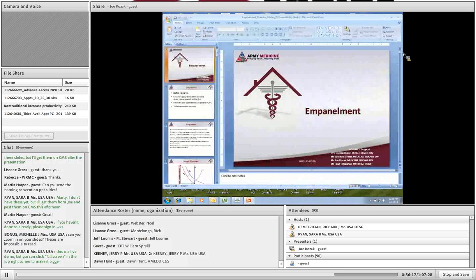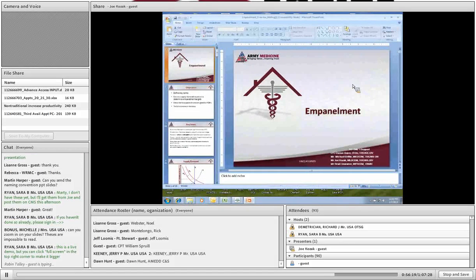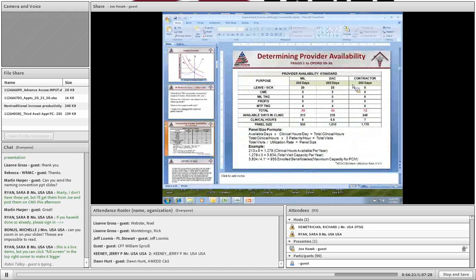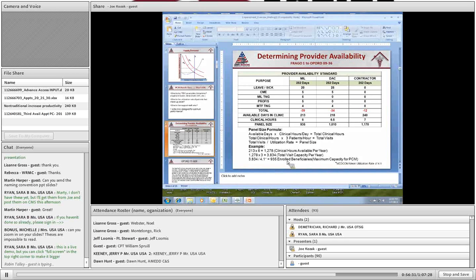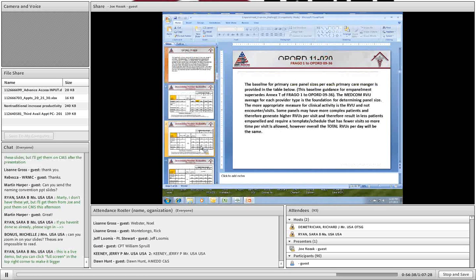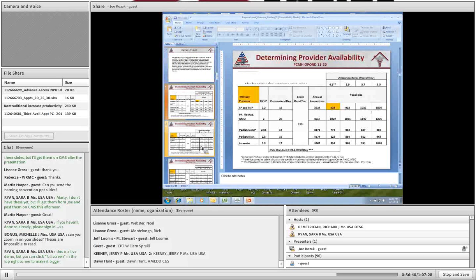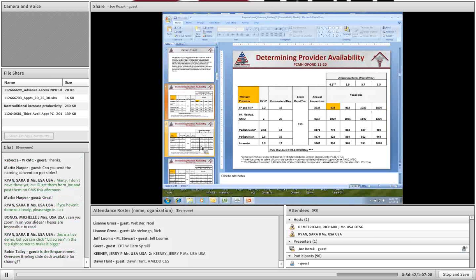We're not going through this whole slide presentation. I just wanted to bring it up for equation purposes. Down across the bottom here are the basic formulas for how to figure out what your panel size should be and how many patients you should be seeing a day. And once you figure out what your panel size should be, and again, those numbers are changing based off what's going on with the work group with Colonel Goodman, or Mr. Goodman.